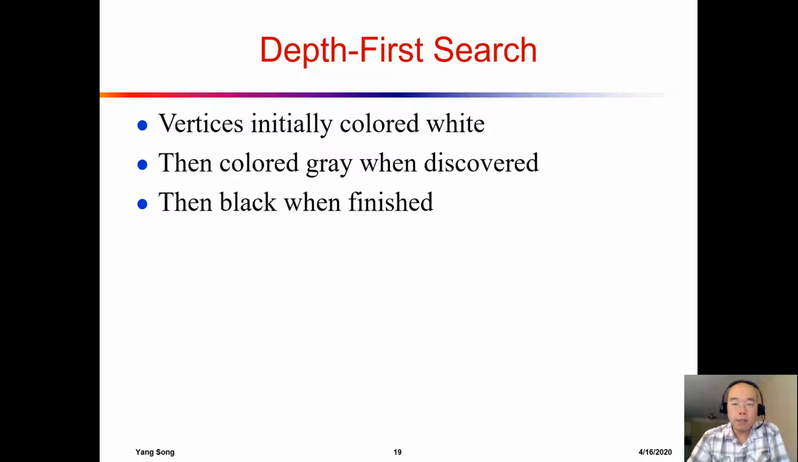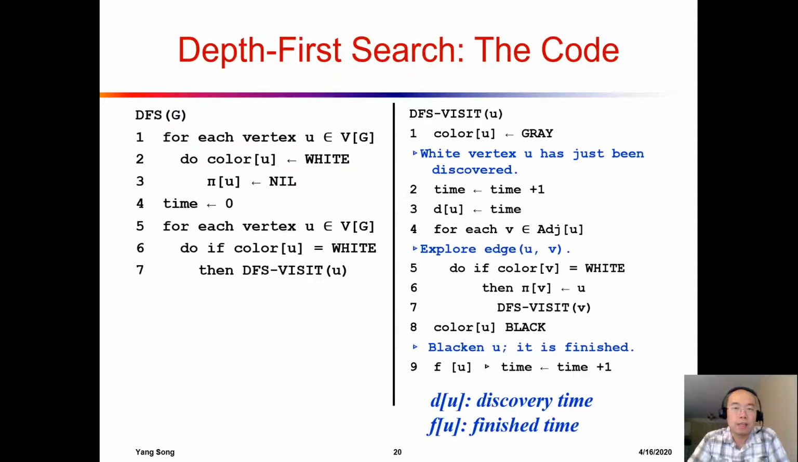And we are still going to use the same coloring. White means a node hasn't been discovered yet, and gray means this node has already been discovered, but we haven't finished exploring it yet. And black means that node has already been finished visiting.